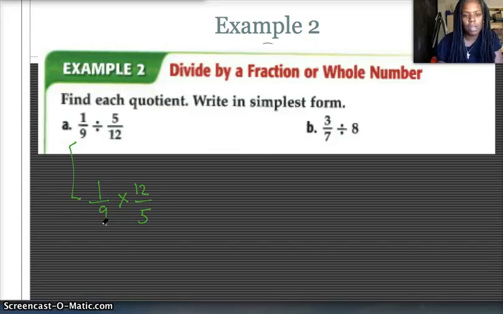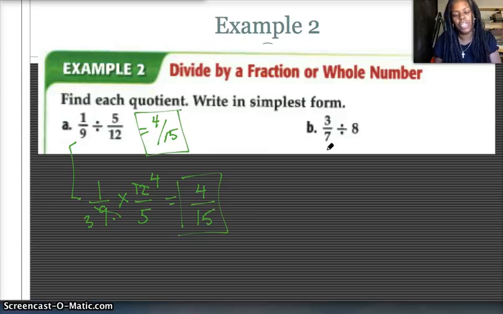Is there any pair of diagonal numbers that have common factors? I hope you've seen that 9 and 12 do. So 9 and 12 both can be divided by 3. When I divide 9 by 3, I get 3, and when I divide 12 by 3, I get 4. And now I'm just going to multiply straight across. 1 times 4 is 4, and 3 times 5 is 15. And that's my answer for this first one. So it's 4/15.